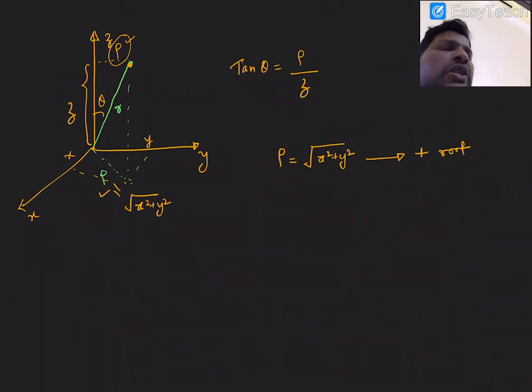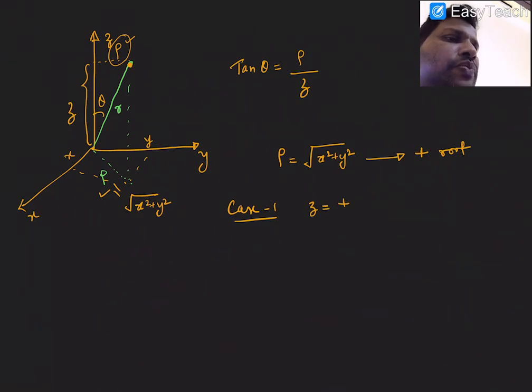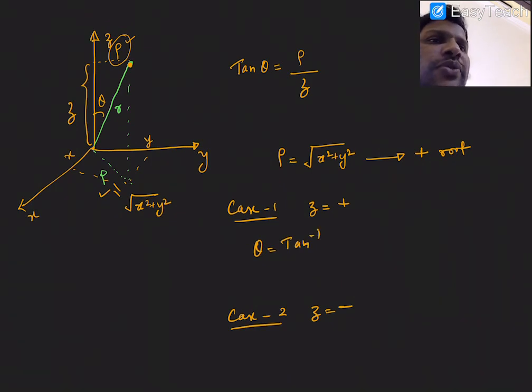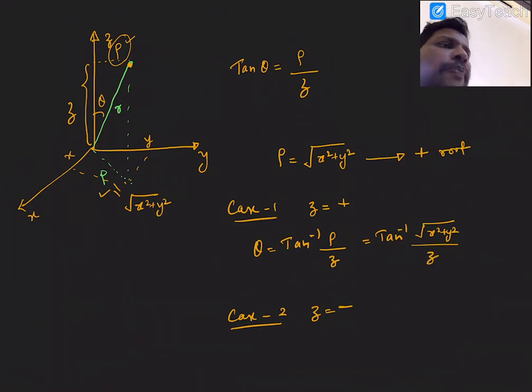Now there are only two cases. That means case 1 is z as positive and case 2 is z as negative. So if z is positive, nothing to worry, you can find theta is equal to tan inverse of rho by z. This is equal to tan inverse of root of x square plus y square over z.